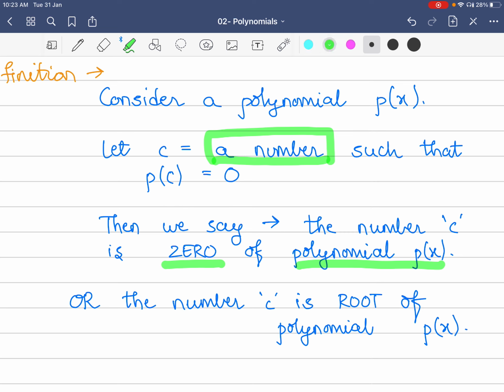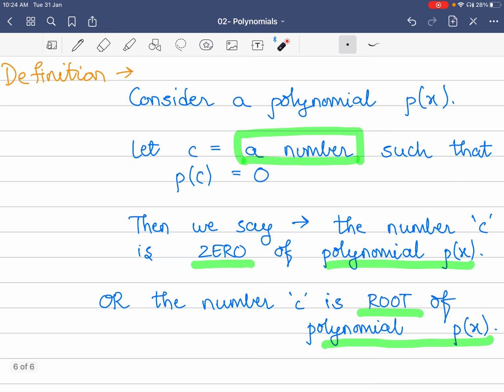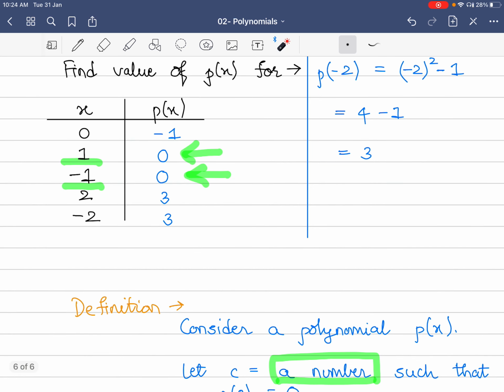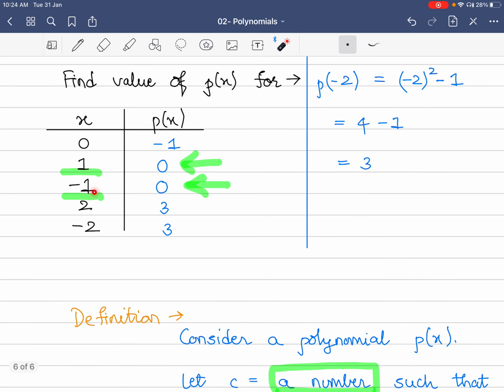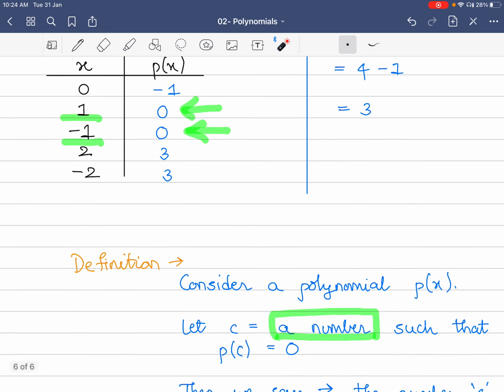So once again, let's highlight this: root of the polynomial P of x. These are two interchangeable terms. 0 of a polynomial and root of a polynomial mean the same thing. They are two different terms used to mean the same exact thing. The most important thing to understand is that there are certain values of x where P of x will be 0, and those numbers will be called zeros of a polynomial or roots of the polynomial.